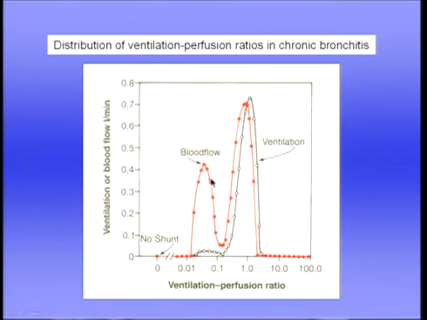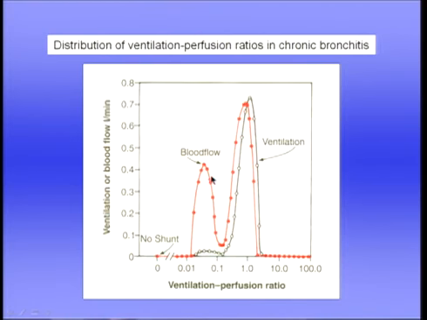But now you've got a big mode, a large amount of blood flow, going to lung units with a very low ventilation-perfusion ratio. And as you might expect, this lung is going to be particularly likely to cause hypoxemia because you've got a lot of blood flow going to poorly ventilated units, a low ventilation-perfusion ratio. Well, why do we have this mode? Well, I think a very reasonable explanation is that these are lung units behind diseased airways.